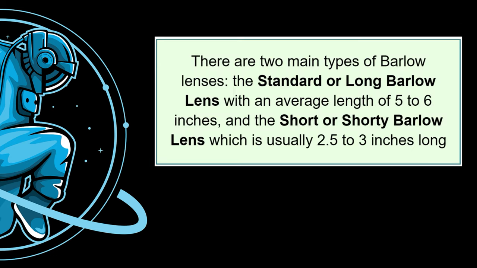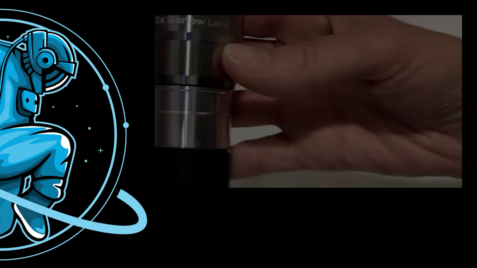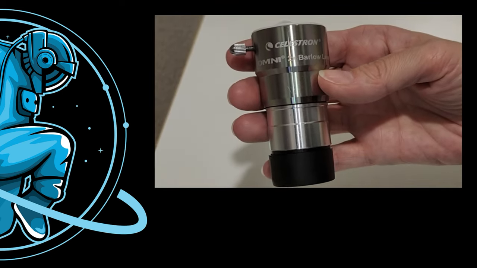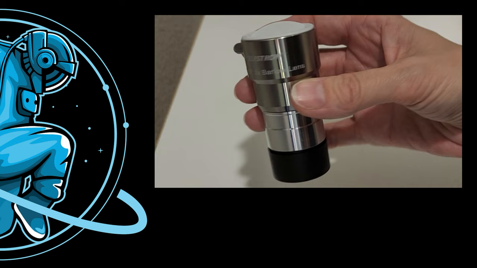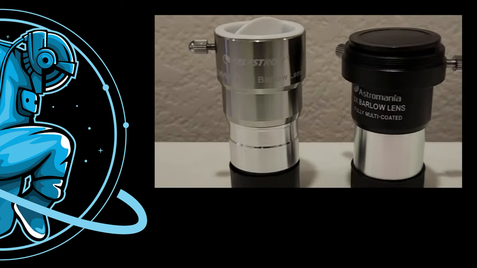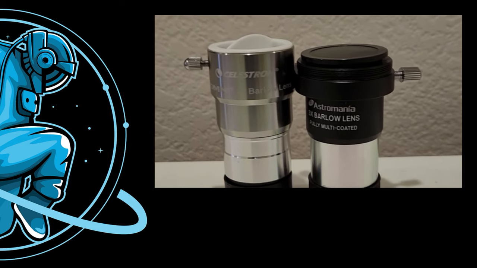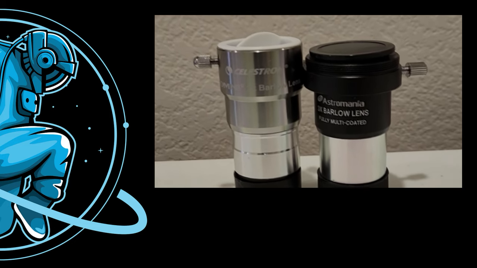Before I got this telescope, I was unsure whether to get a regular Barlow lens or a short or shorty Barlow lens. Some online reviewers simply said to get a Barlow lens, while others said that regular Barlows wouldn't work and to get a shorty. I already have a Celestron Omni 2x Barlow lens that I decided to test before investing in a 3x Barlow. Unfortunately, it didn't work because the telescope wouldn't focus all the way.